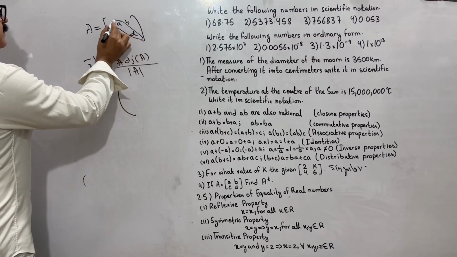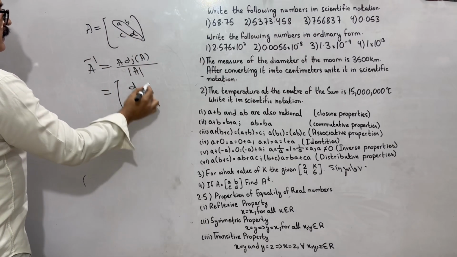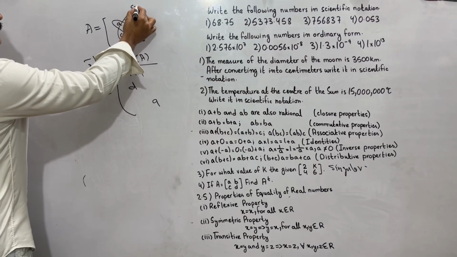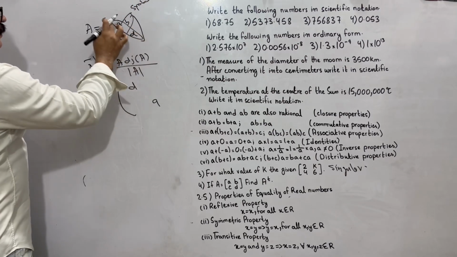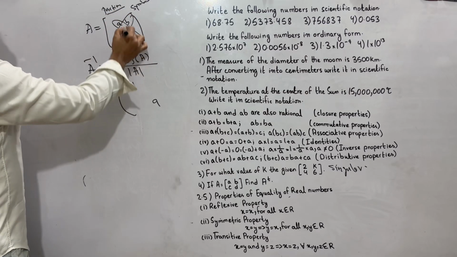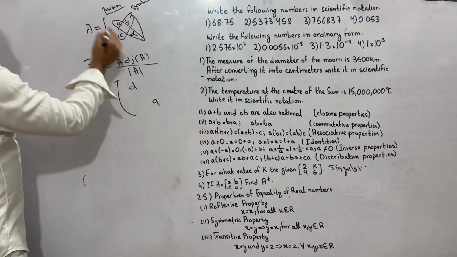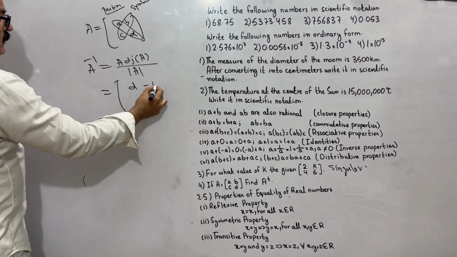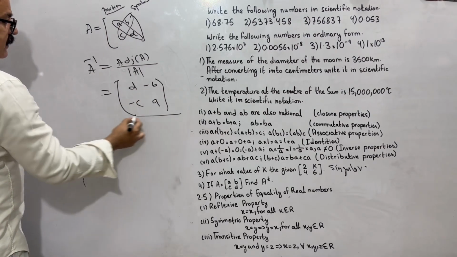Change the position of these two elements, A and D. Change the symbol of these two elements, B and C. First change the position of A and D, then the symbol of B and C, minus B, minus C. This is our adjoint.